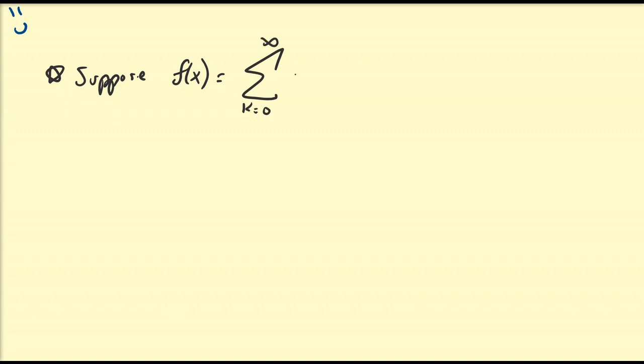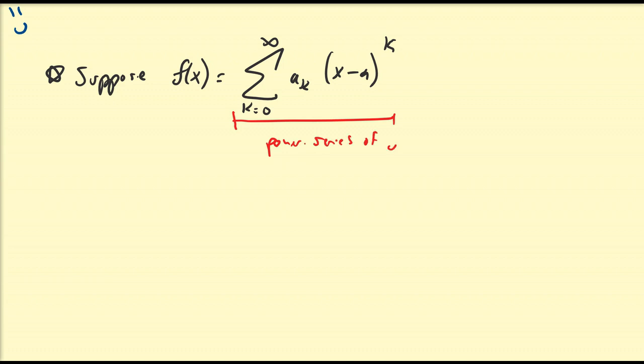Hello there. In this video we're going to continue our discussion of the power series of particular functions. So what we're going to begin by doing is supposing that f of x is equal to the sum from k is equal to 0 to infinity of a_k times (x minus a) to the power k. So we have that this expression is the power series, or the power series representation, of the function f.